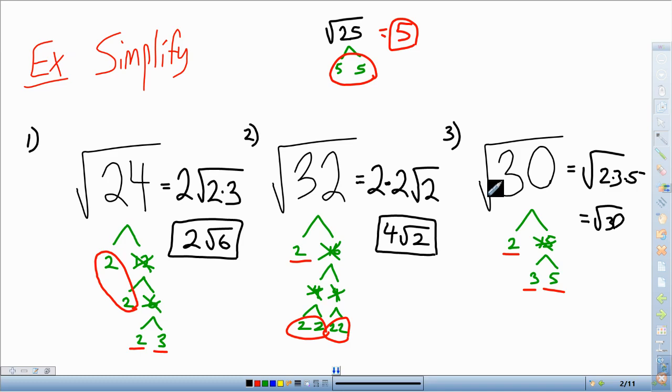They cannot be simplified anymore. All right, it really just depends. So yeah, that's this problem here. It stays a square root of 30.